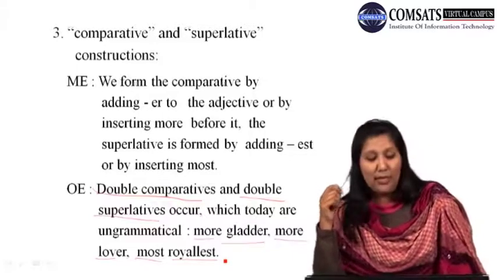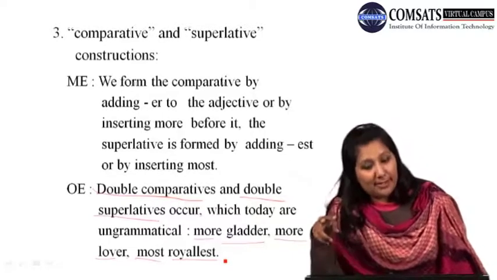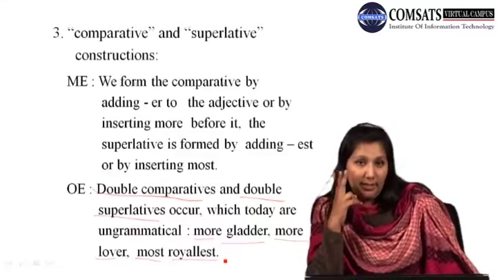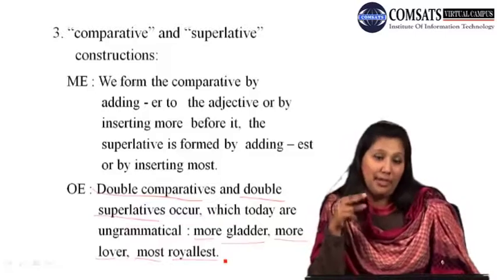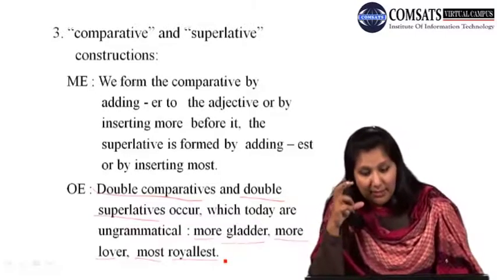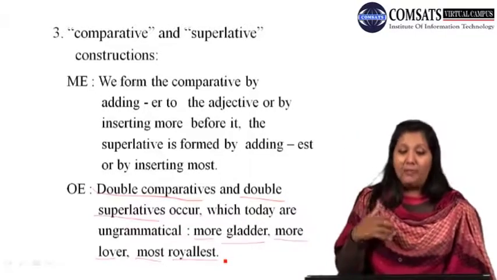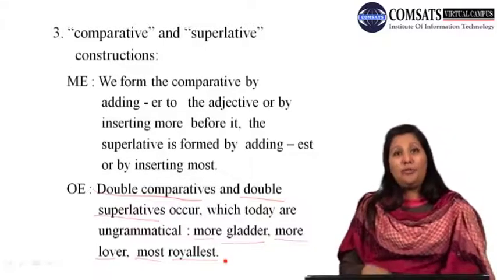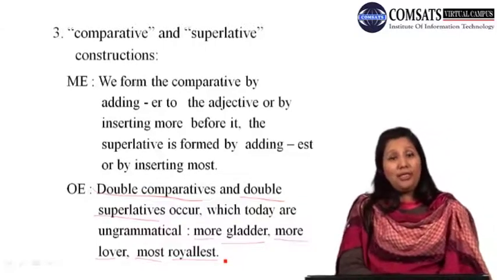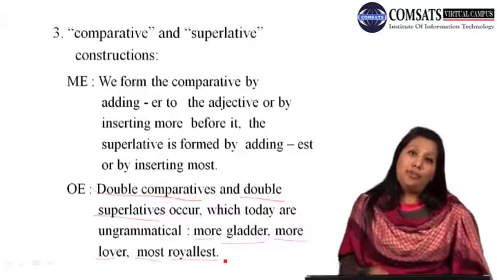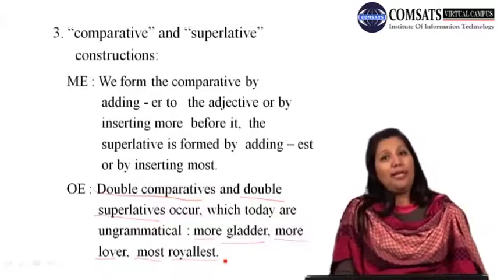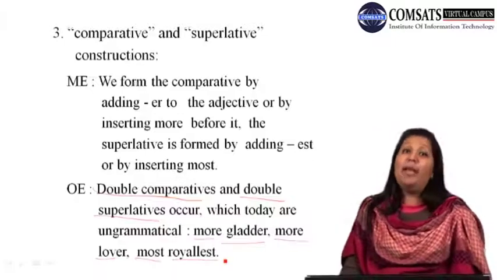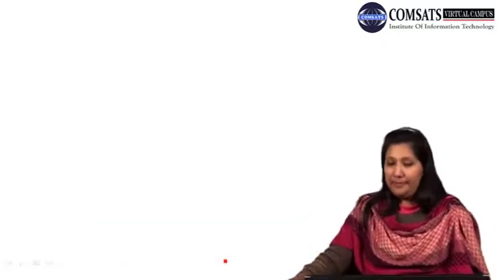Now what happened actually, most royalist, these two superlative degrees, they are coming together. It makes double superlatives. And this was a tradition of the Old English period, whereas in modern English it has changed and we can use just one superlative or comparative degree at one time, and this is more acceptable perhaps.